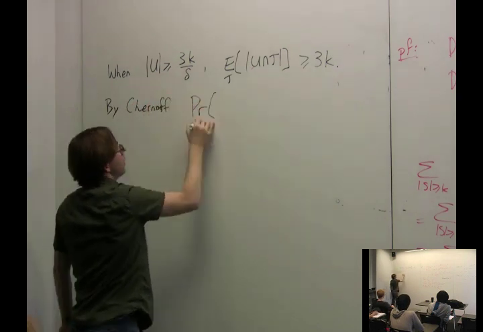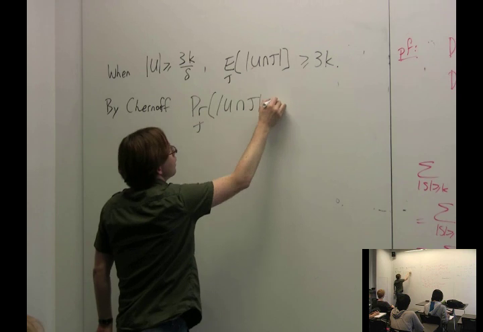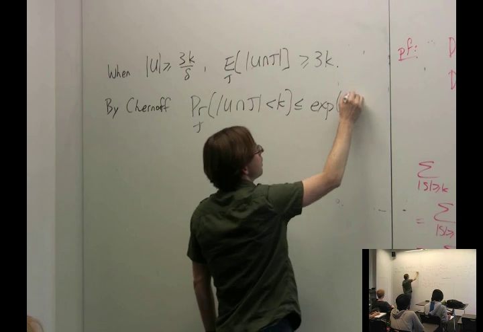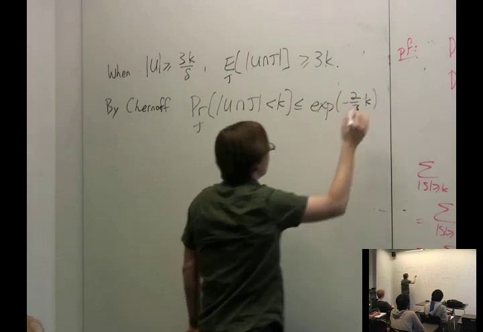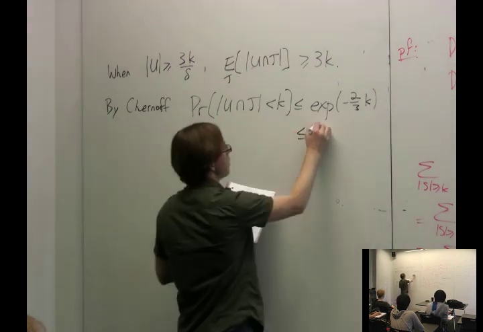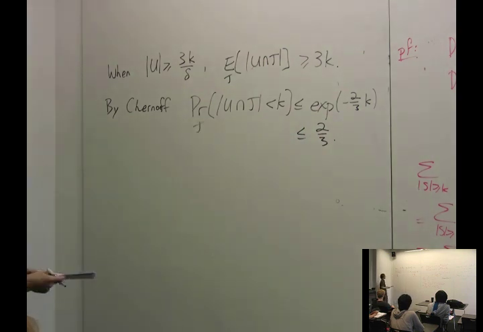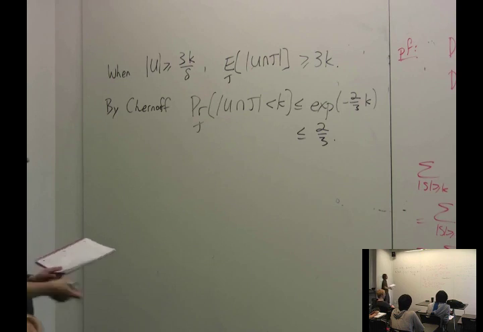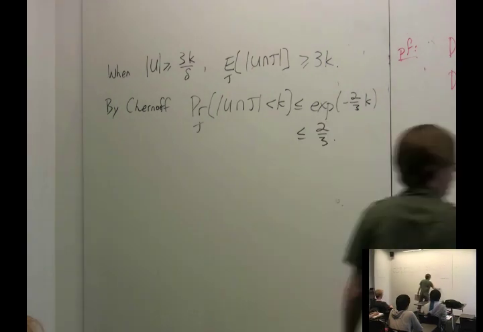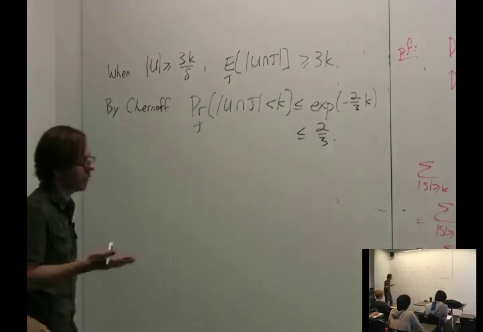The probability that u intersect j is less than k is at most, if I did my Chernoff right, like e to the minus 2/3 k, something exponentially small in k. We don't even need to get stressed, because I'm just going to say this is at most 2/3. It's a very, very weak bound. It's actually exponentially small, whatever, it's at most 2/3. You see that that is only going to go into this factor here, so it's not a big deal. So this star, that means this probability is at least 1/3. It's actually practically 1, but it's at least 1/3.